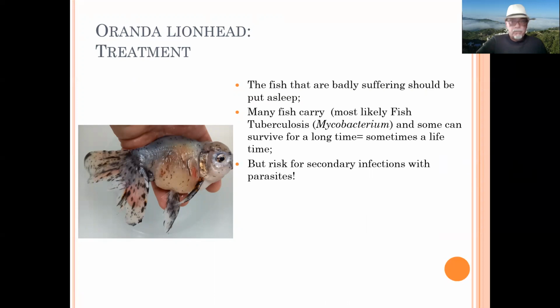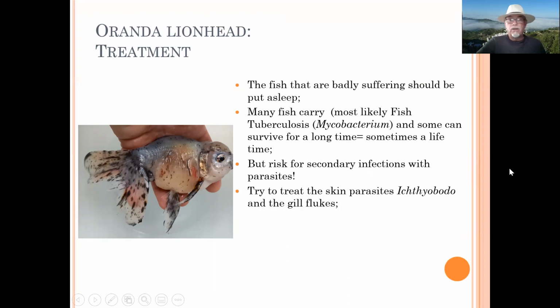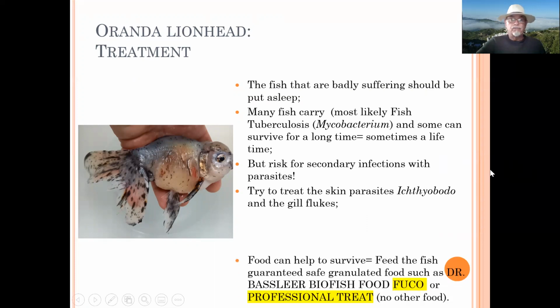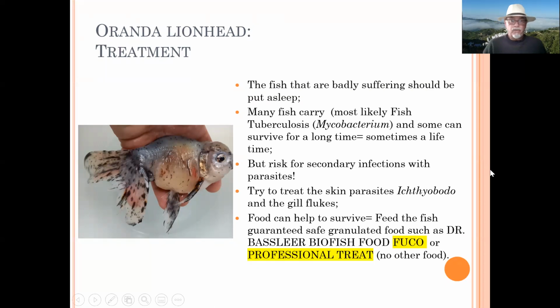But of course, due to that kind of internal bacterial infection, tuberculosis, there is a risk of secondary infections with parasites, like we've seen here, the Ichthyobodo and the gill flukes, and that you can treat with products which are commonly available in the pet shop or from your veterinarian. You can help your fish during that time with a food that can guarantee to give you a better outcome. So the fish is stronger and survives longer.